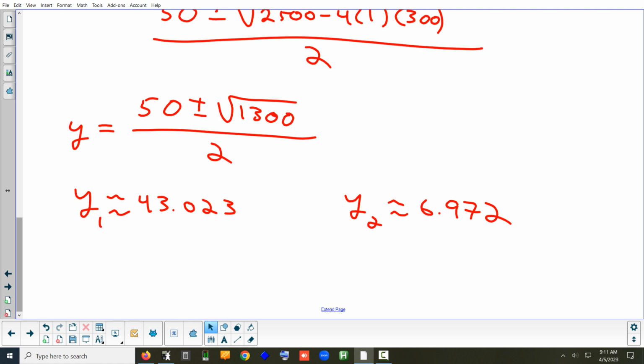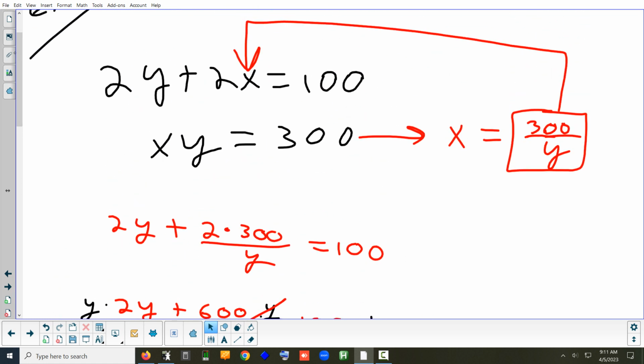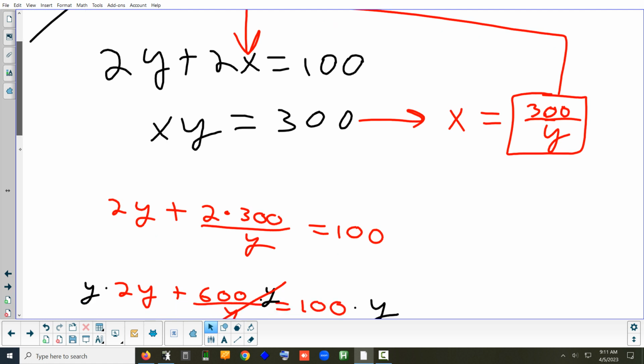Okay, so we've got a y1 and a y2, but this is a system. So what else do we need to find? Yep, x. Which x? Both of them, x1 and x2. So we still have to find both x's. Well, once you know the y's, the x's are easy, because you have a formula right here that tells you how to get x. Take 300, divide by y, and that'll give you x. So 300 divided by y.